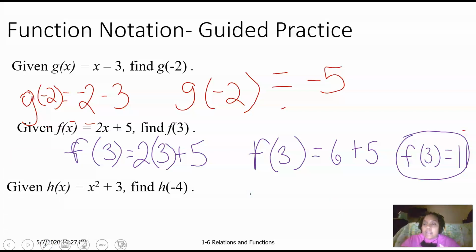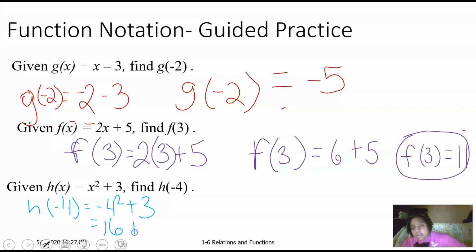And your last practice question, this one includes an exponent for you. You can write this out. h of -4 equals (-4) squared plus 3. And -4 squared, if you put that in a calculator, you would probably get -16. However, please remember, a negative times a negative is positive. So please do not follow what the calculators say. This is where your knowledge of negatives and positives must come in. Trust your brain. So negative times negative is positive. So this has to be 16 plus 3. So h of -4 equals 19.